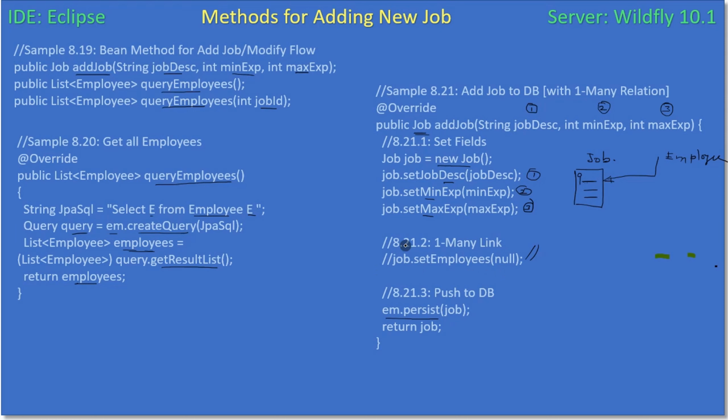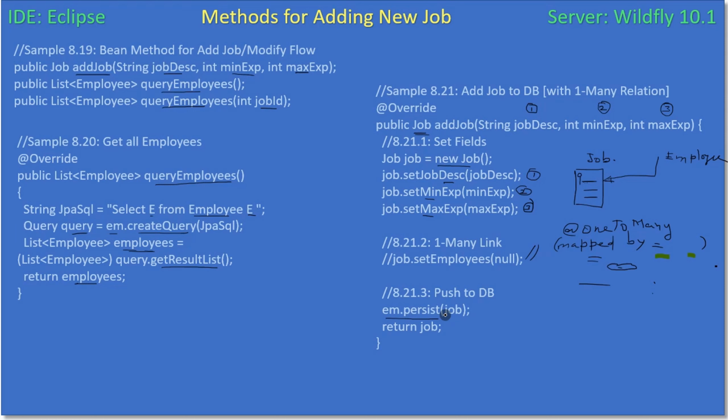And in the JPA annotation, if you see, we use the mapped by attribute, and we do not define any special field in the database for this one to many annotation. Here we are marking it with one job to many employee, right? And here we used mapped by, and we don't use any join column. So there is no join column in the database. So that's why we set the employee array as empty for now.